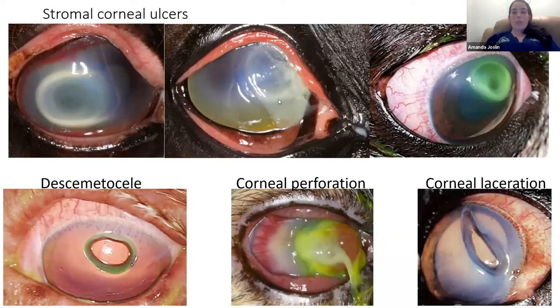So stromal ulcers up top, where we're getting full stain uptake. And then this is a descemetocele. So you're seeing the ring uptake where the stain's not taken up by Descemet's membrane, but it's taken up by the stroma. Corneal perforation, corneal laceration, which should be treated just as an infected ulcer.